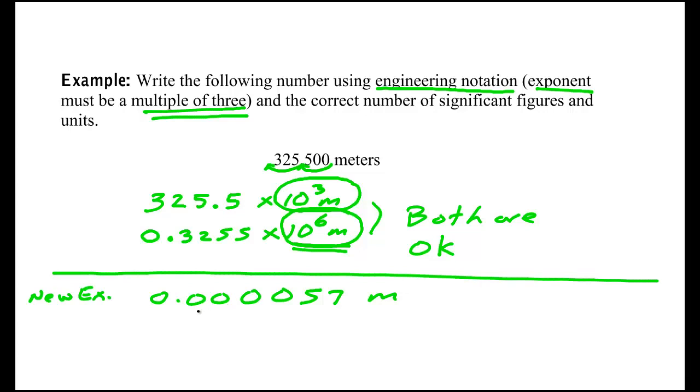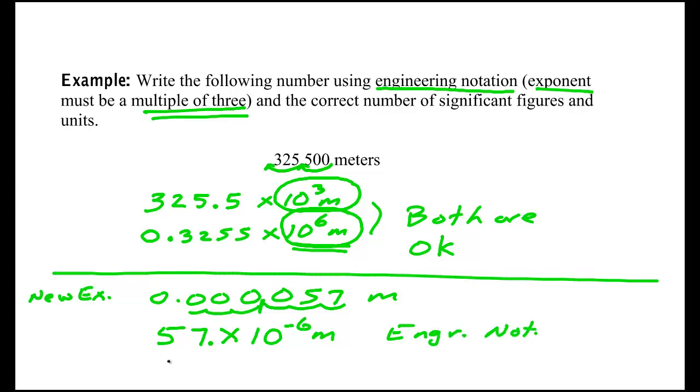Well, if I was to do that one, again, I'd move it 1, 2, 3, so I can even move it 3. But when I moved it 3, if I look at that, that's going to be 0.057. That's not acceptable because that number's not within 0.1. So I need to move it 3 more. So that's moving it 10 to the 6. So the answer should be 57, there's my period, times 10 to the minus 6 meters. This would be engineering notation. 5.7 times 10 to the minus 5 meters, that would be scientific notation.